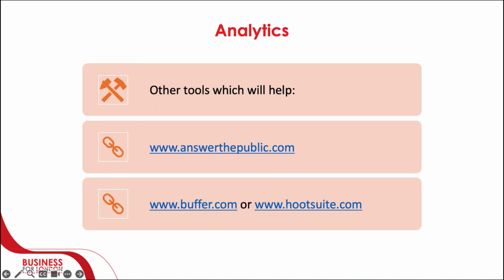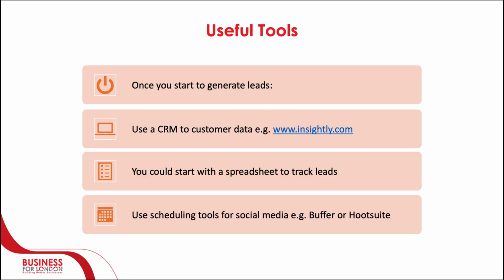There are many other tools that will help you with your digital marketing. Answer the Public, for example, is a great keyword research tool. It will tell you the searches that people are typing in to search engines in order to find your services or products. Buffer and Hootsuite are great scheduling tools, and there are many others available that you may prefer to use. As you generate leads, you may want to invest or find yourself a free CRM, customer relationship management system.